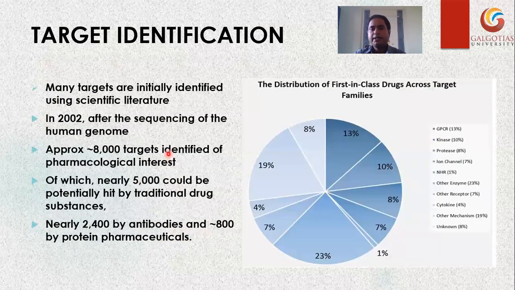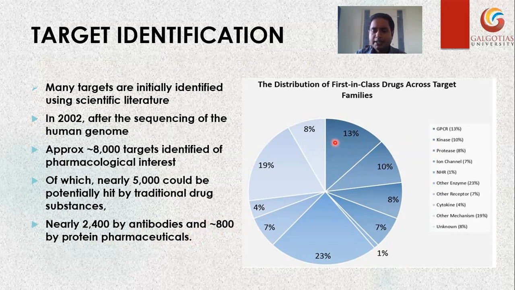When we search the literature, we can find that many targets are initially identified using scientific literature. In 2002, after the sequencing of the human genome, approximately 8,000 targets of pharmacological interest were identified, of which nearly 5,000 target molecules could potentially be hit by traditional drug substances, nearly 2,400 targets by antibodies, and nearly 800 targets by protein pharmaceuticals.